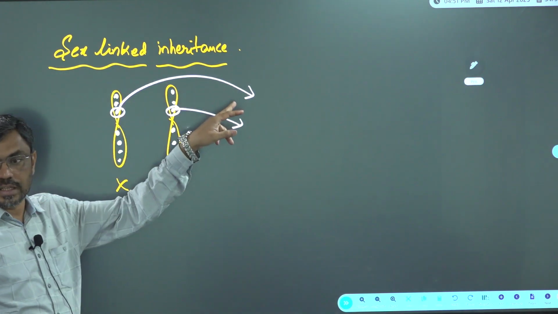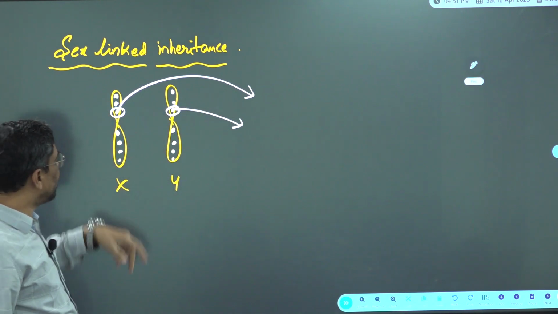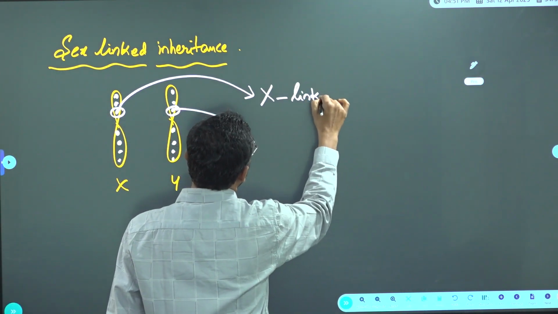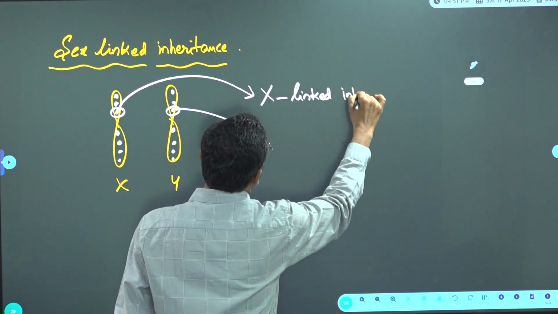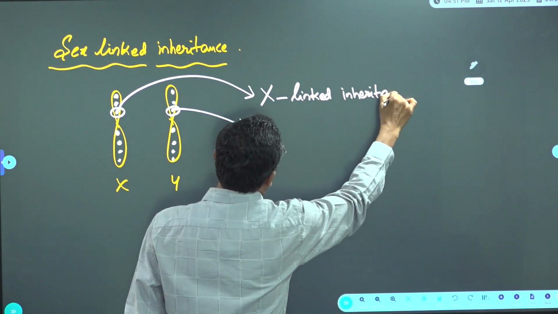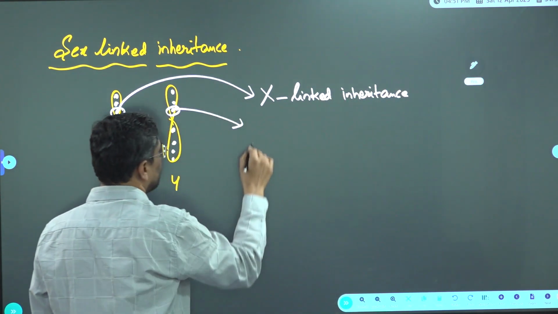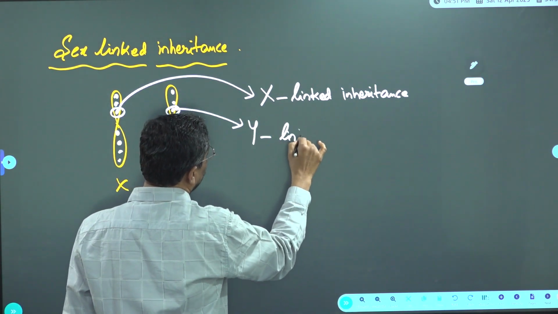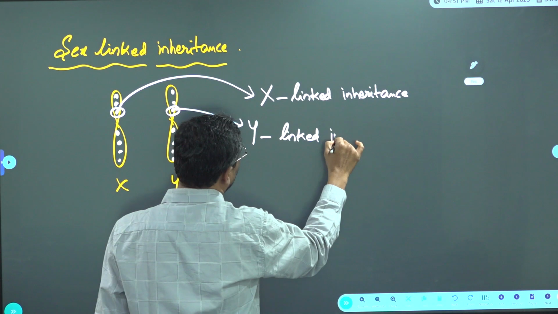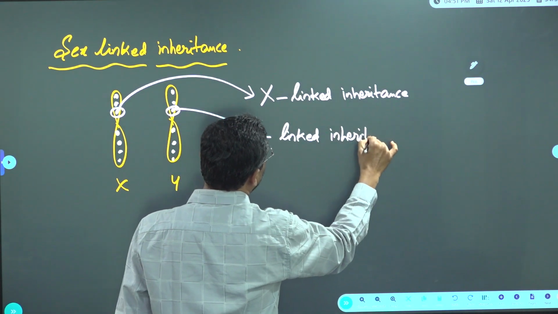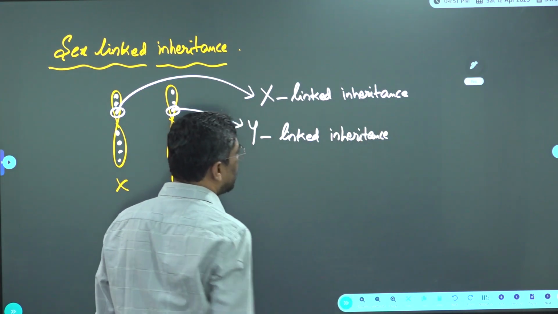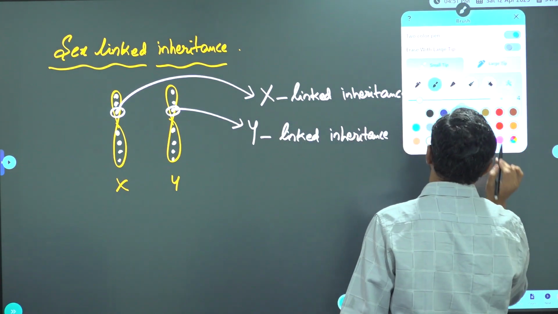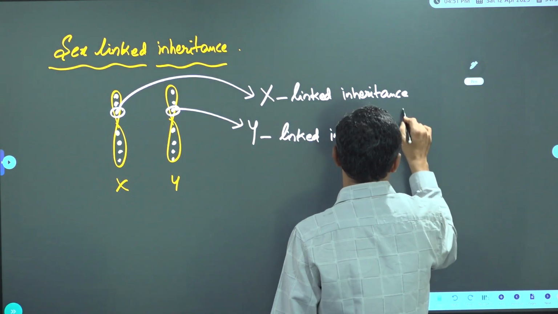if it is inherited by the children or offspring, then it is called sex-linked inheritance. If the gene located on the X chromosome is abnormal and it is inherited, then it is called X-linked inheritance. If the gene located on the Y chromosome is abnormal and it is inherited, then it is called Y-linked inheritance.